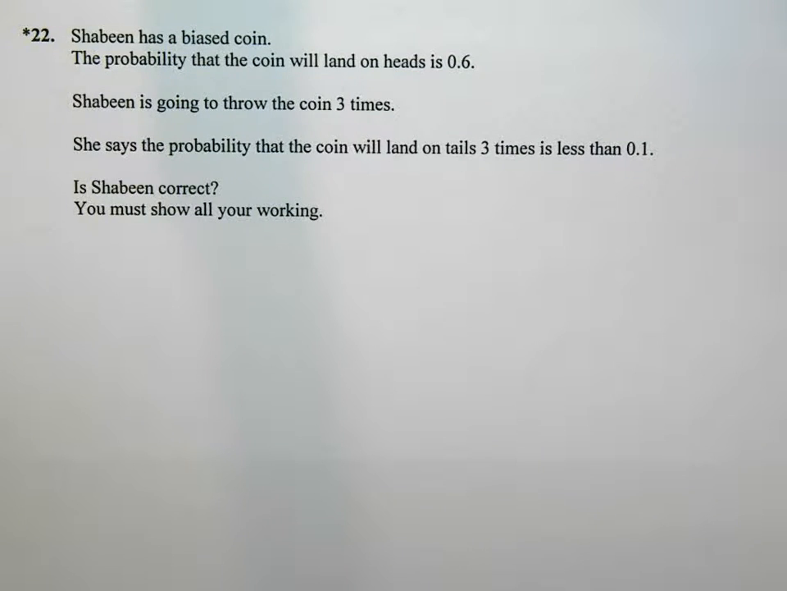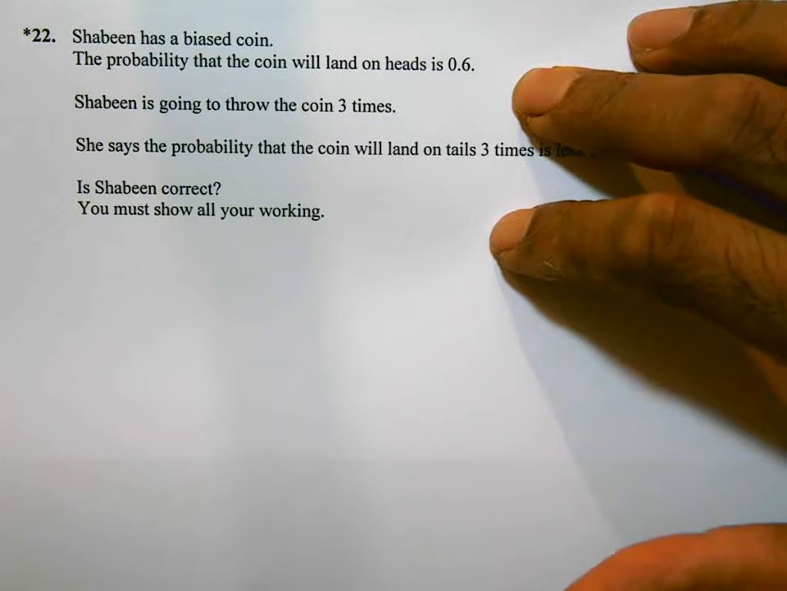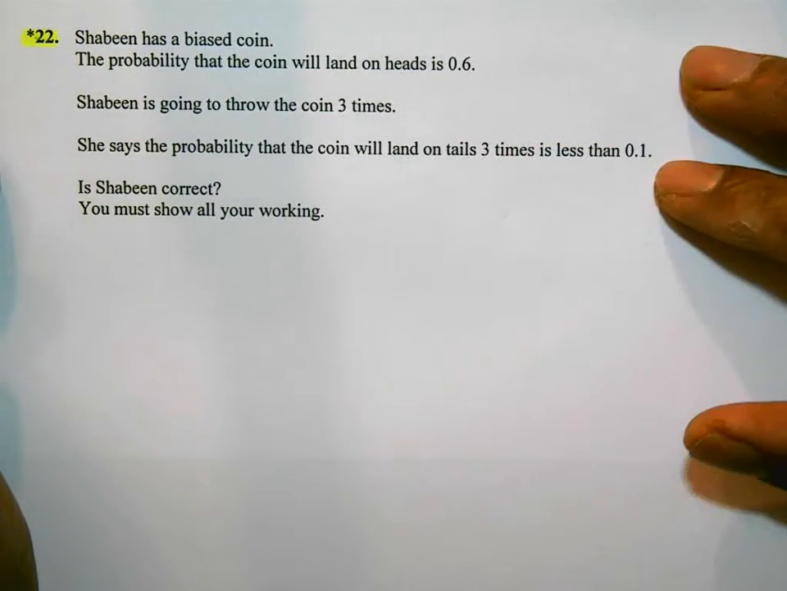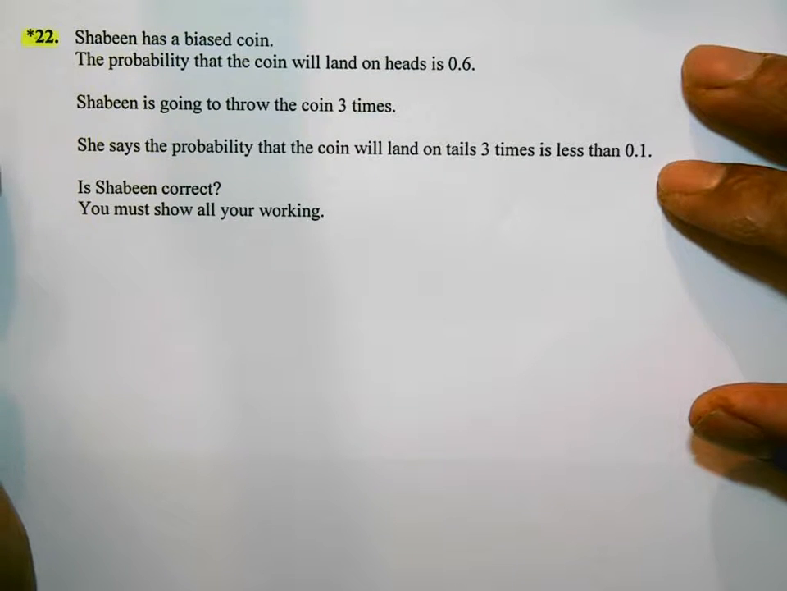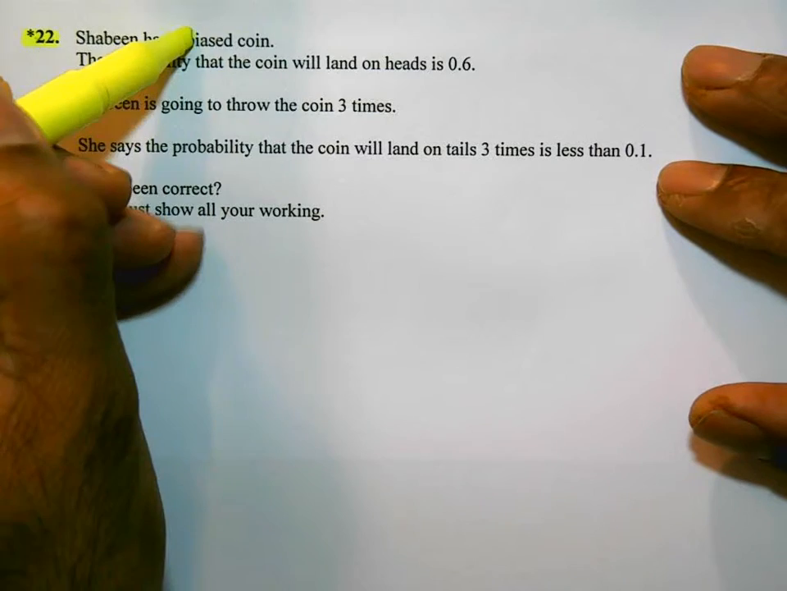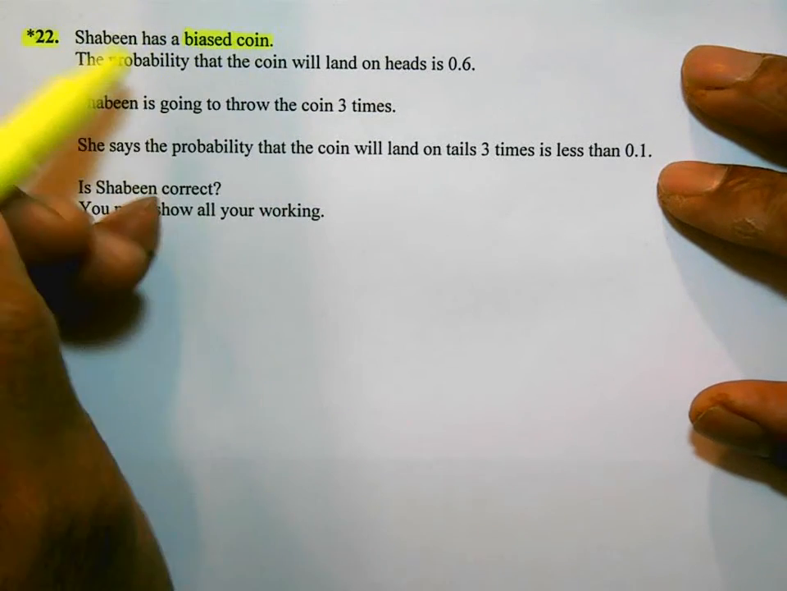This is question number 22 on the June 2014 higher paper. If we look at question number 22, there's a star next to the question number, so that means there are marks for quality of written communication. The question starts by saying Shabim has a biased coin. Okay, so that means it's not fair. It's a coin, so they're going to be talking about heads or tails.